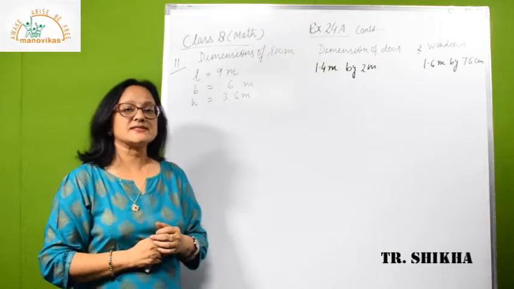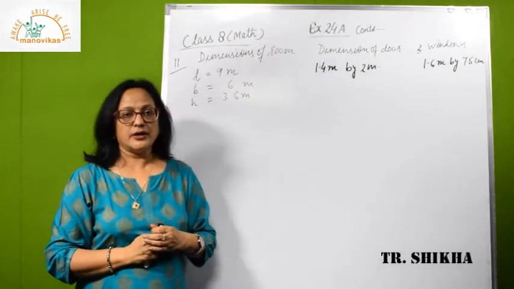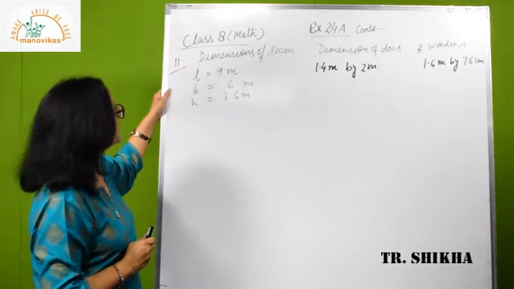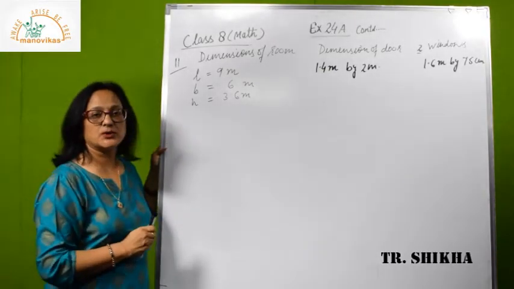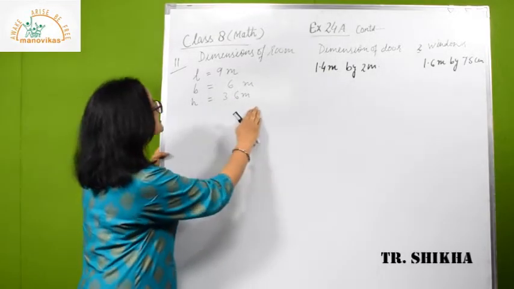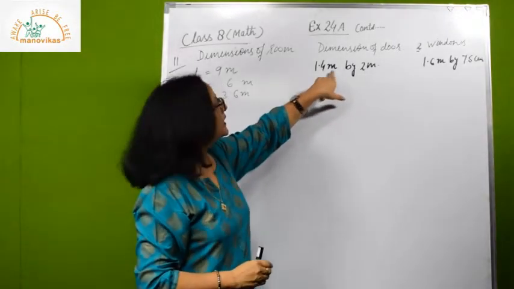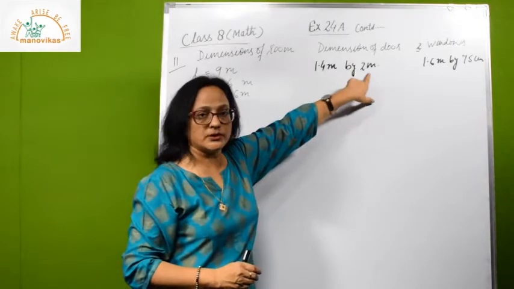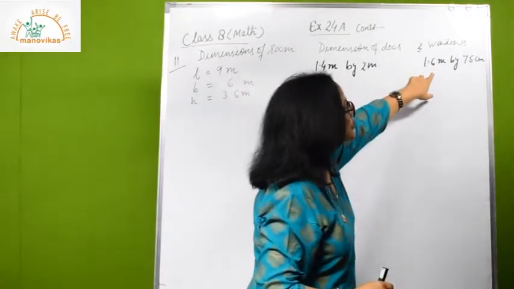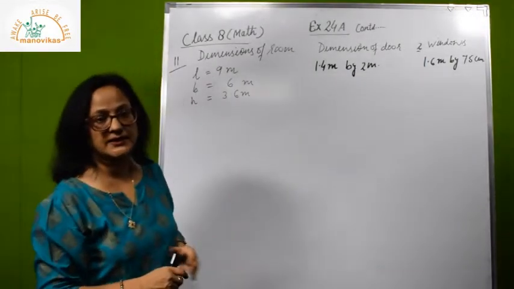We are continuing with exercise 24A. Now I am going to take question number 11. In this question you are given a room whose dimensions are given. In that room there is one door. Dimensions of the door are also given. And there are two windows whose dimensions are given.